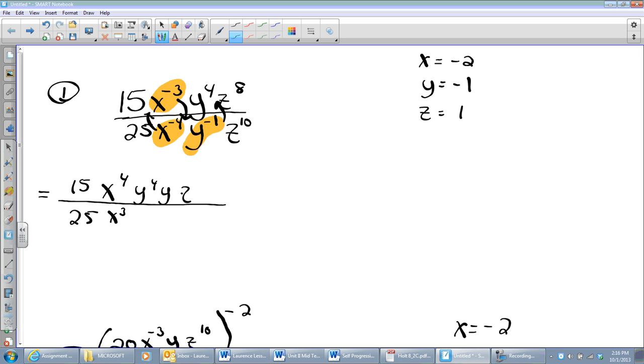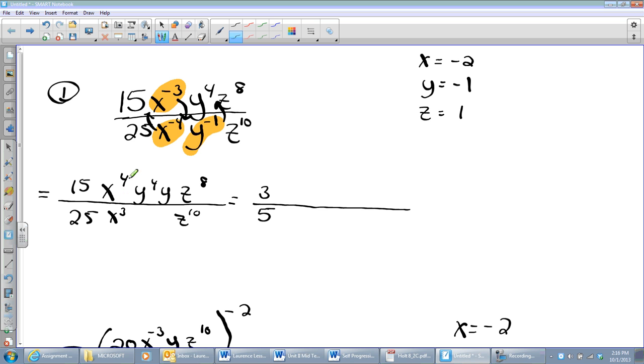And then I'll have z to the eighth over z to the 10th. Now, some of you might have said, hey, Mr. Lawrence, I'd like to simplify some of those. Well, absolutely, I'm going to. And if you simplify now, that's perfectly fine. You could have simplified as you wanted. So I'm going to do 15/25, which is going to be 3/5. Let me rewrite that. There we go.